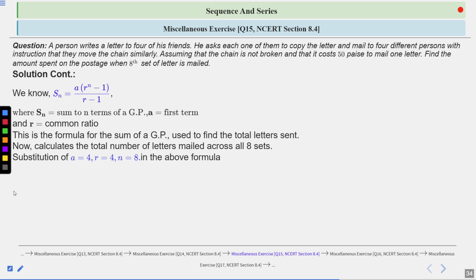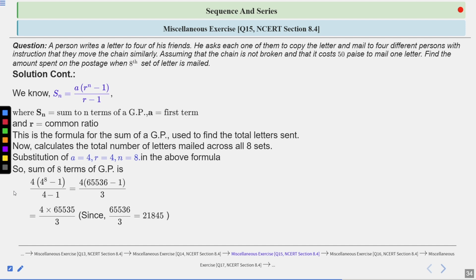Now substituting A is equal to 4, R is equal to 4, n is equal to 8 in the above formula, we get the sum of the 8 terms of the GP as 4 into 4 to the power 8 minus 1 upon 4 minus 1, right? Which will be equal to 4 times 65536 minus 1 upon 3. So it will be equal to 4 into 65535 upon 3, right? Since 65535 upon 3 is basically equal to 21845, right?